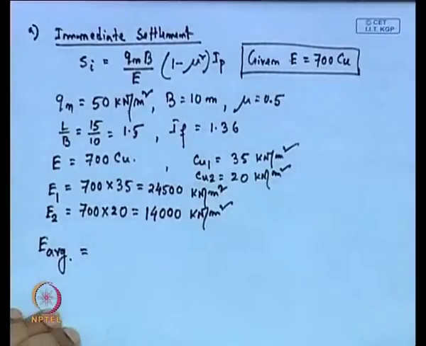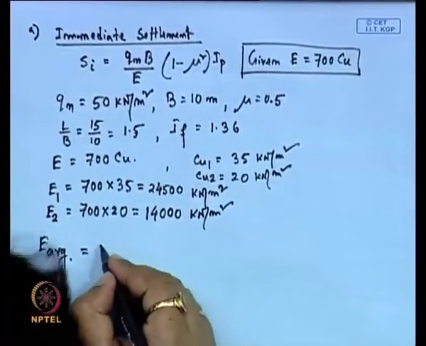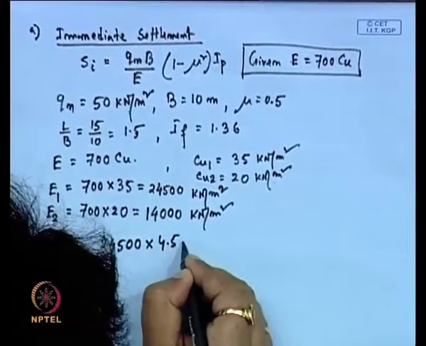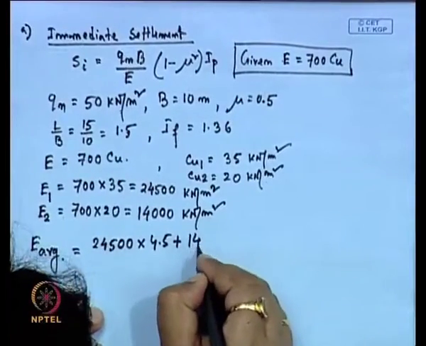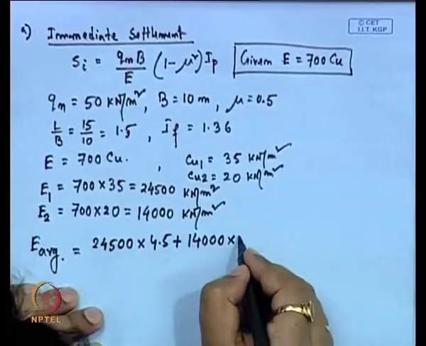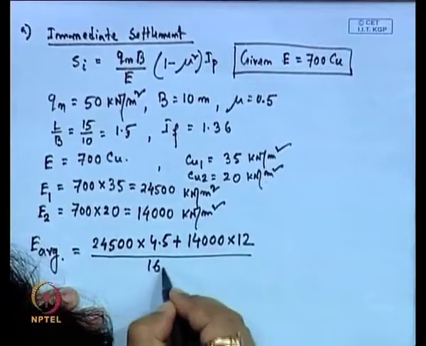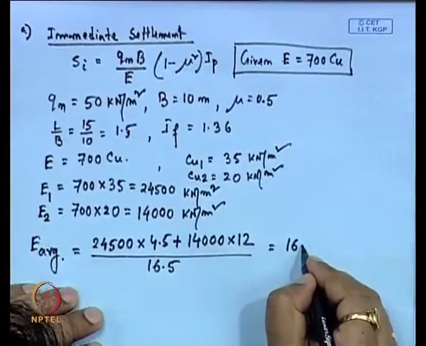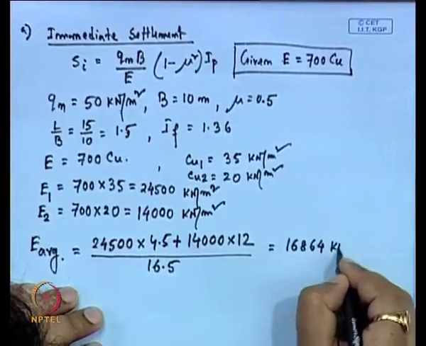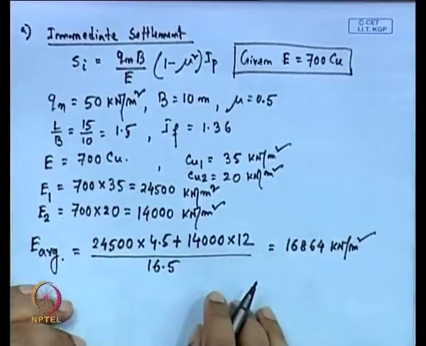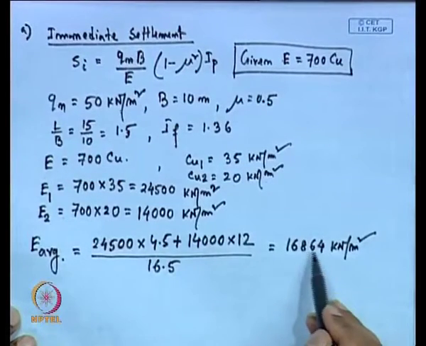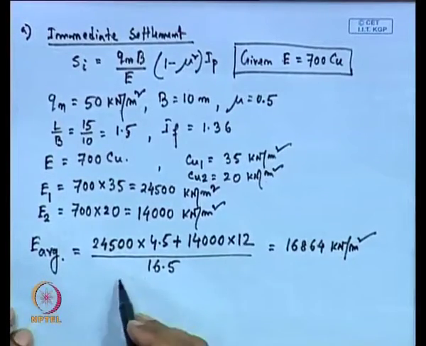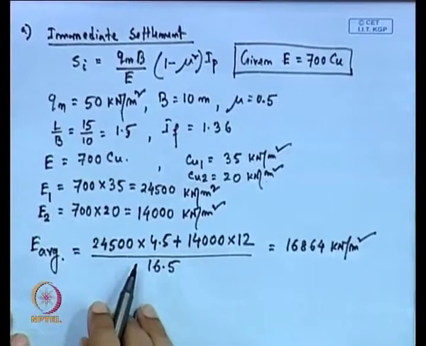So we can take the weighted average in this fashion: 24,500 for 4.5 meter, plus 14,000 for the second layer into 12, then divided by 16.5 meter. So we will get this value, 16,864 kilonewton per meter square. This weighted average value will be considered when we calculate the immediate settlement.